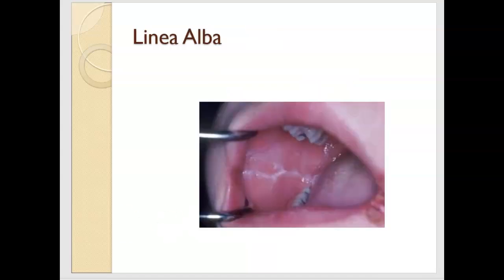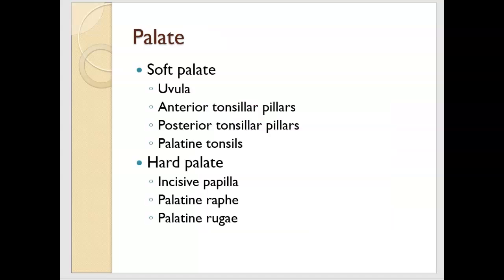Linea alba is a white line that runs horizontally across the cheek. Some people have a strong linea alba, some people don't have it much at all. You can't even see it.